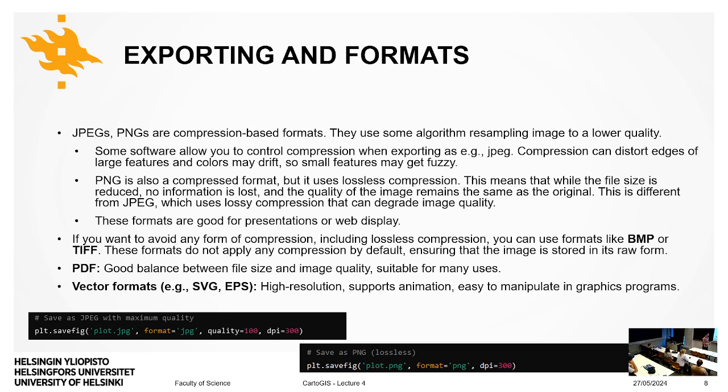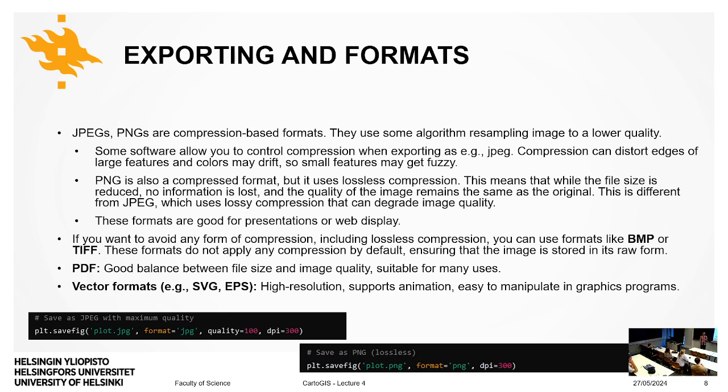Another thing is the accuracy of data, because they do a bit of resampling, so things change a bit. So if that's really important for you, then you may want to also avoid those formats which use compression. So if you want to avoid those, you can use formats such as BMP or TIFF that do not do compression. So what you get is what you have produced. And this way you ensure that the image you have produced, the map, is stored in its original form.